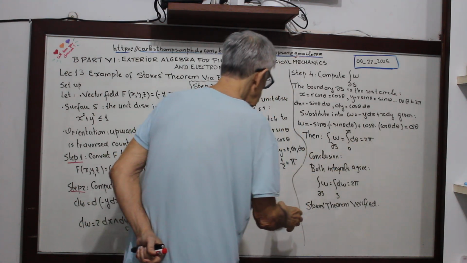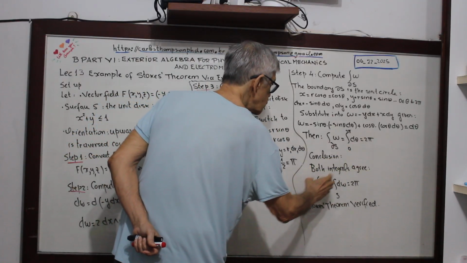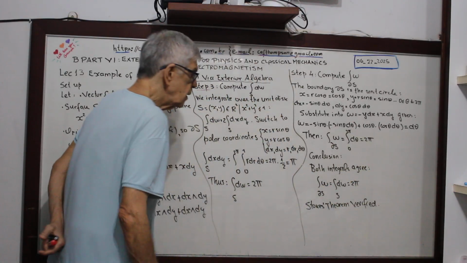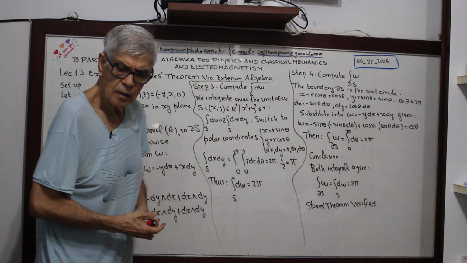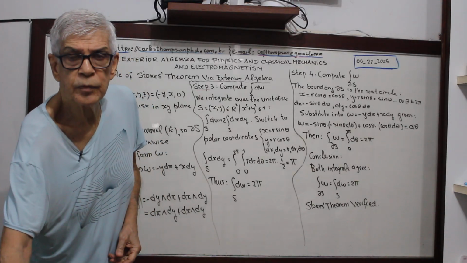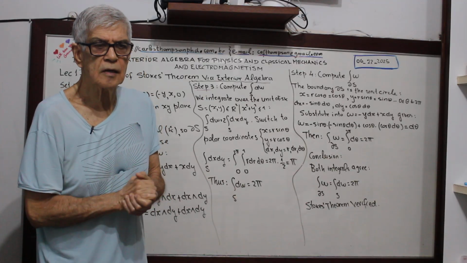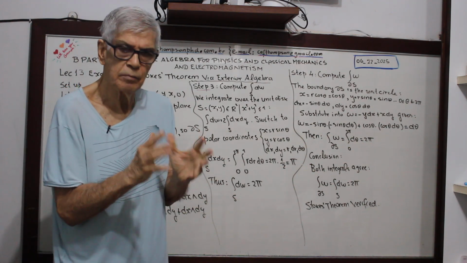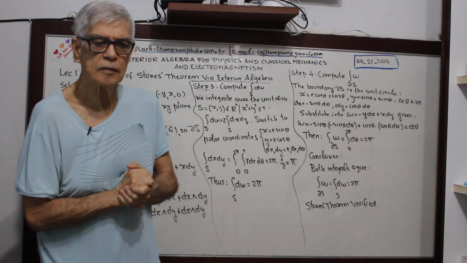Now conclusion, you see, this is 2 pi and this is 2 pi. Conclusion: both integrals agree. So the Stokes theorem is verified. That's a simple example just for you to grasp the importance of the Stokes theorem. In this case, in the exterior algebra, that's the bridge between exterior algebra and vector calculus. That's it.